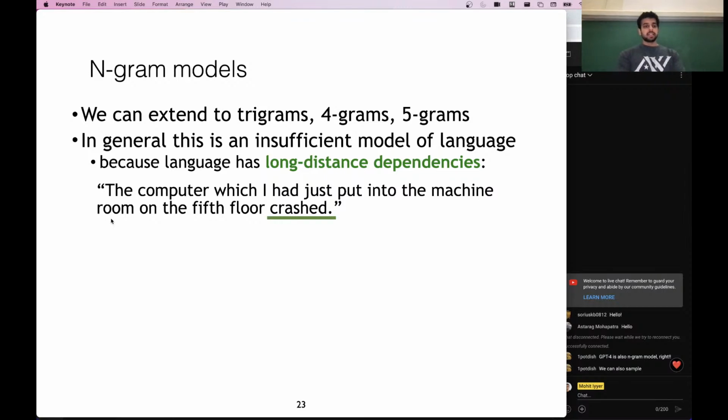So here is a good example. The computer, which I had just put into the machine room on the 5th floor, crashed. Here, I really need to know that computer was in this sentence, but any reasonable order of n is just not going to pick up the word computer. I need to know that computers crash a lot. None of these other words is giving me a useful indicator of what the next word could be. This is a particular syntactic structure where you see the issues of using these kinds of Markov assumptions.